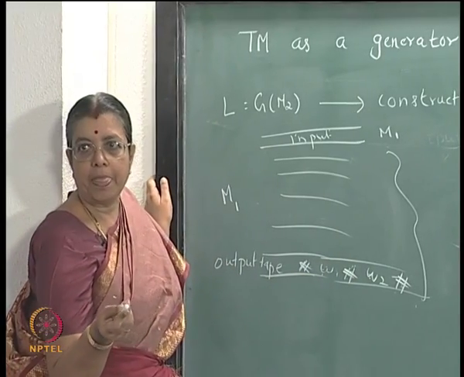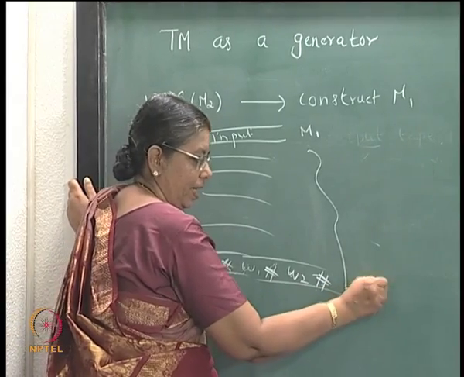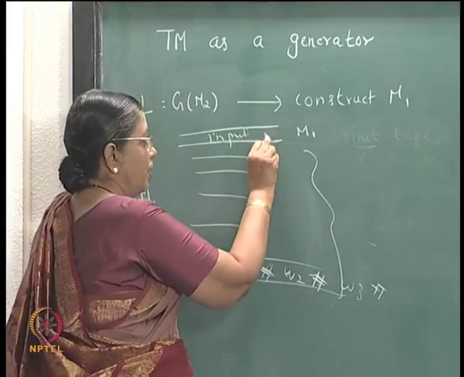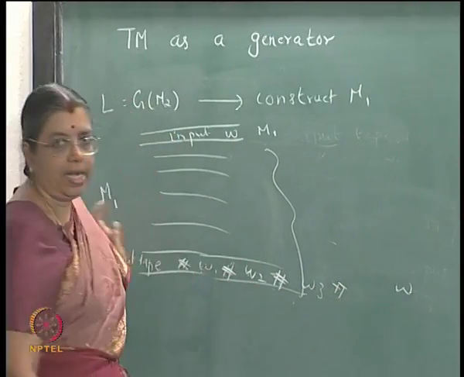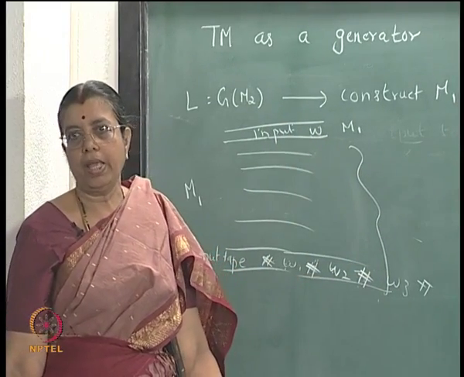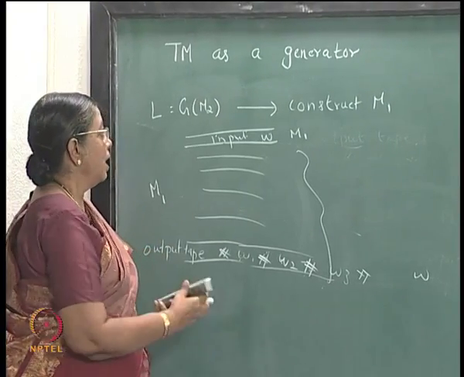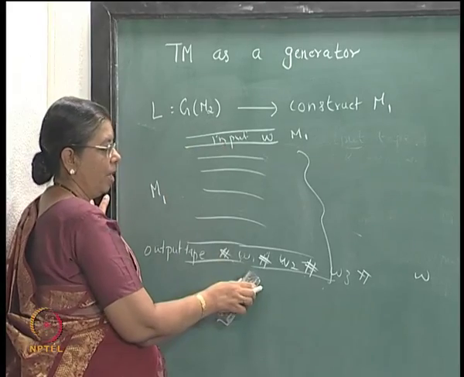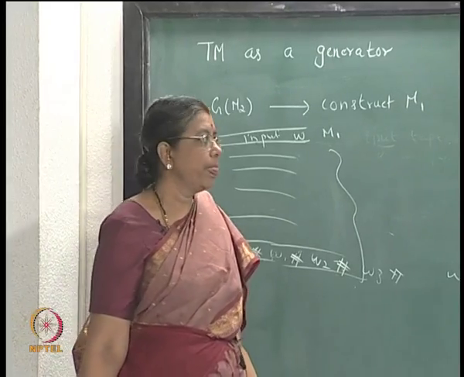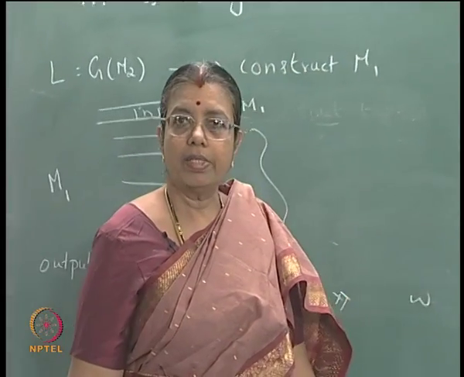If they are the same, it will accept. If they are not the same, it will proceed further generating. If at some stage, the input is W and W is generated, then at that stage the comparison will say okay and it will accept. Okay. So, if L is generated by a Turing machine M2, then you can construct a machine M1 which will accept the same language. Now, the other way around, if L is accepted by a Turing machine, how will you construct M2?